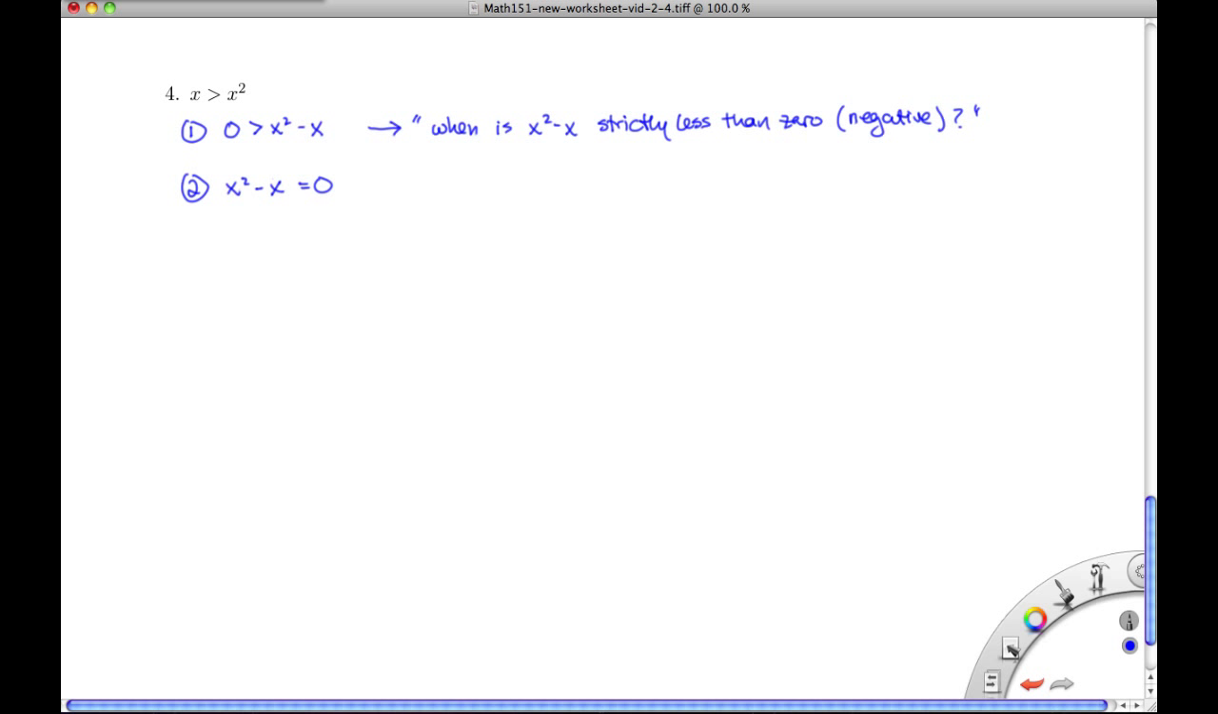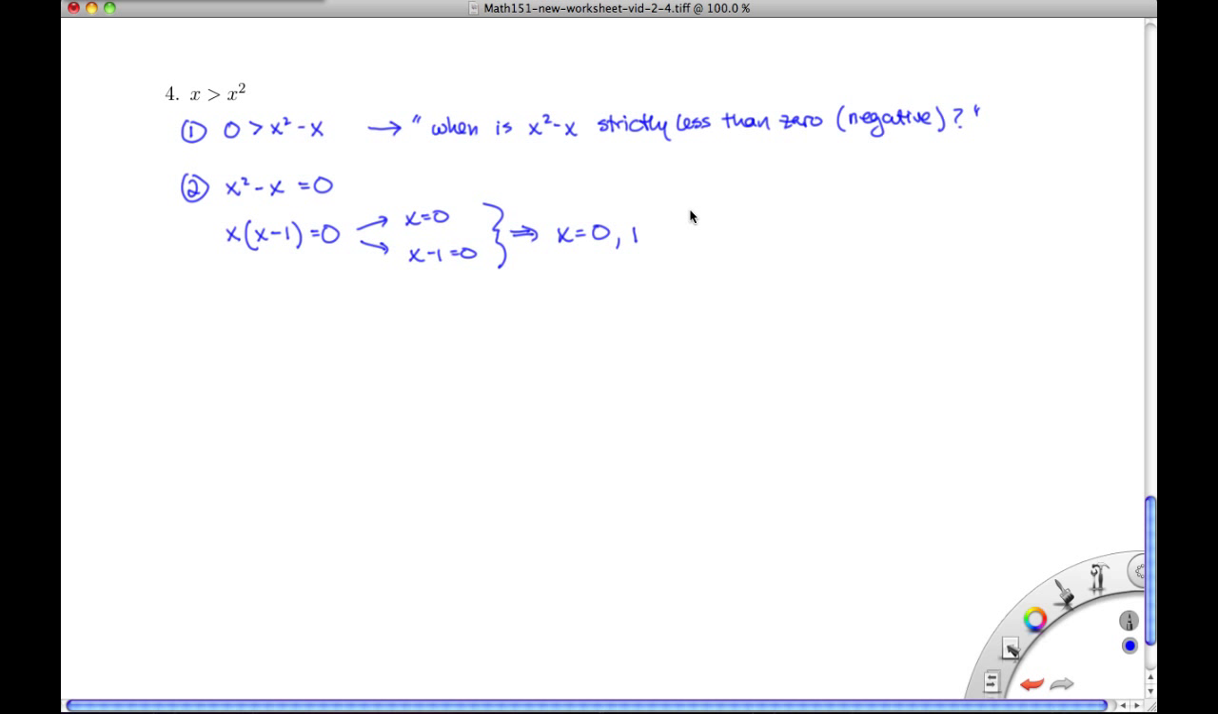Again, it's a quadratic, so you could use the quadratic formula. Probably the easiest thing to do here is factor out a common factor of x, which is going to leave us with x times x minus 1 is equal to 0. So that tells us that either x is equal to 0 or x minus 1 is equal to 0. So the two zeros of our function are x equals 0 and positive 1.